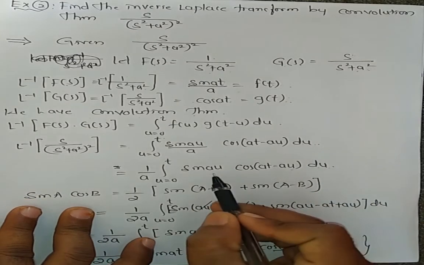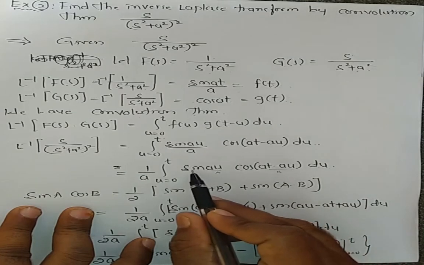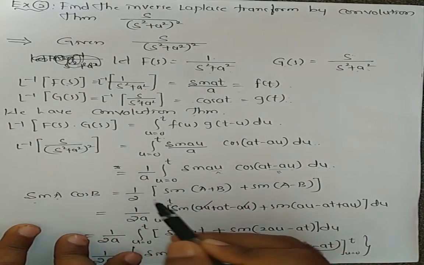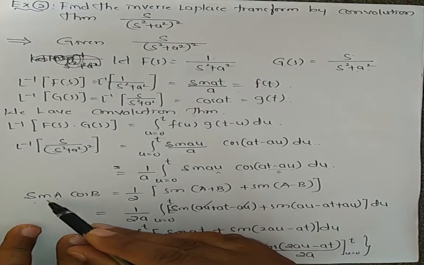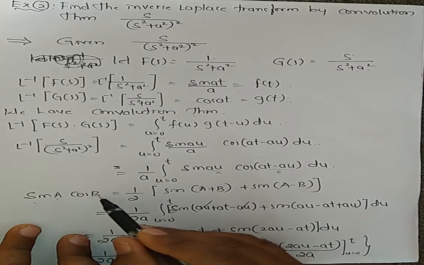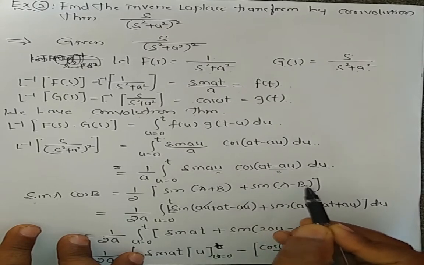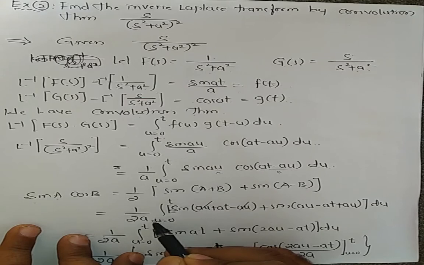Then after this, you treat this one as a, and this one totally as b, and you read it as sin a into cos b. We have a transformation formula of product: sin a into cos b is 1 by 2 times sin of a plus b plus sin of a minus b. So substitute 1 divided by 2, giving 1 divided by 2a.